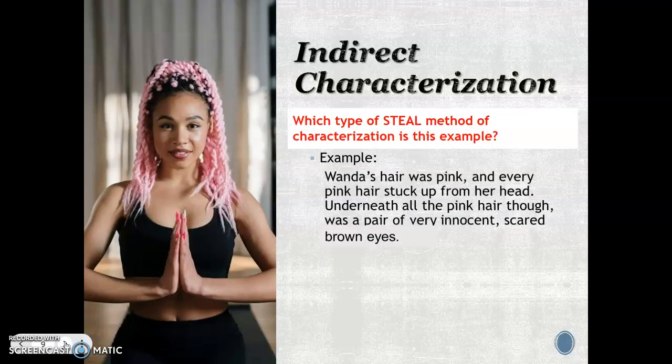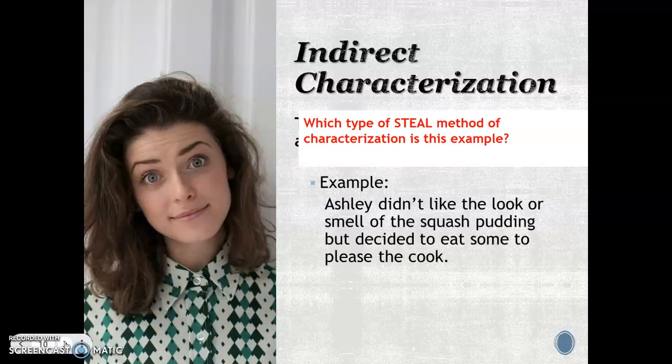Sometimes one example of indirect characterization can be more than one method from the STEAL method. How about this one? Which element of the STEAL method of characterization is being used? Keep in mind I did not repeat. If you chose looks, you are correct. The author is telling us how this character looks as a way to start to build the character. How about this example? What do we learn about Ashley? Which method of characterization from the STEAL method is being used here? If you chose thoughts, T, you chose correctly.